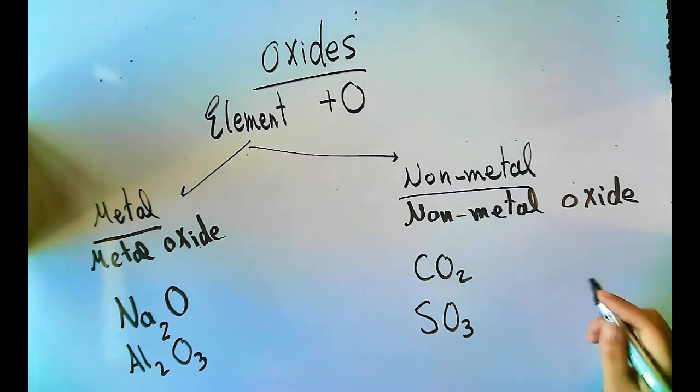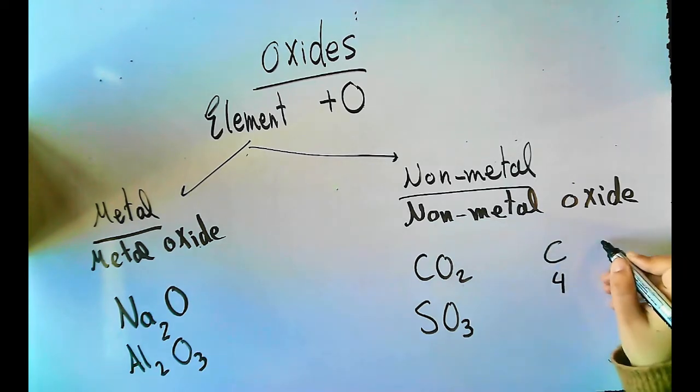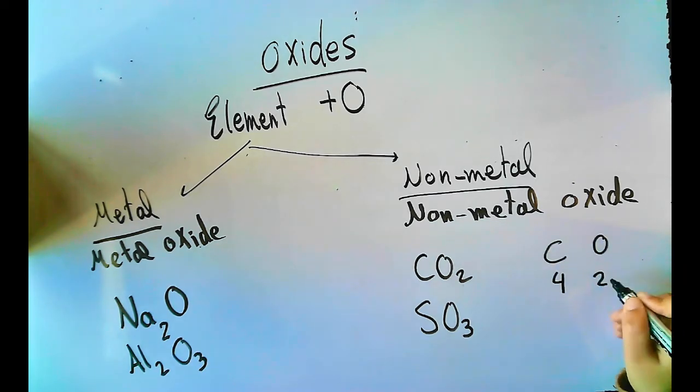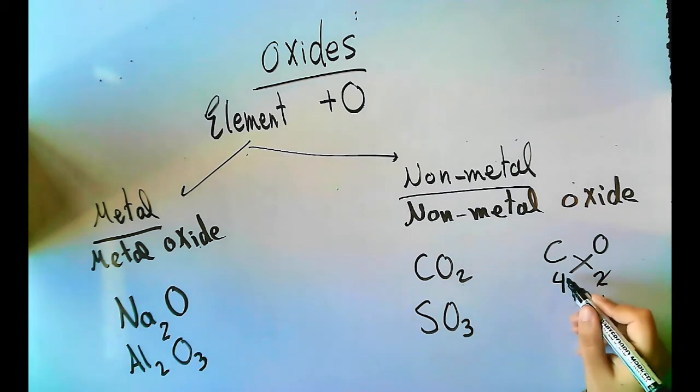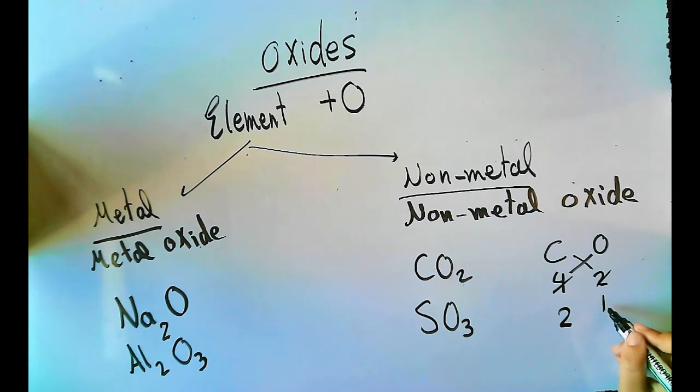Carbon, as we know, has a valency of 4, and the valency of oxygen is 2. I will exchange them, but before I exchange, I will divide 2 by 2 to get 1, and 4 divided by 2 gives 2. Then I will make the exchange. Carbon will take 1, and oxygen will take 2: CO2.